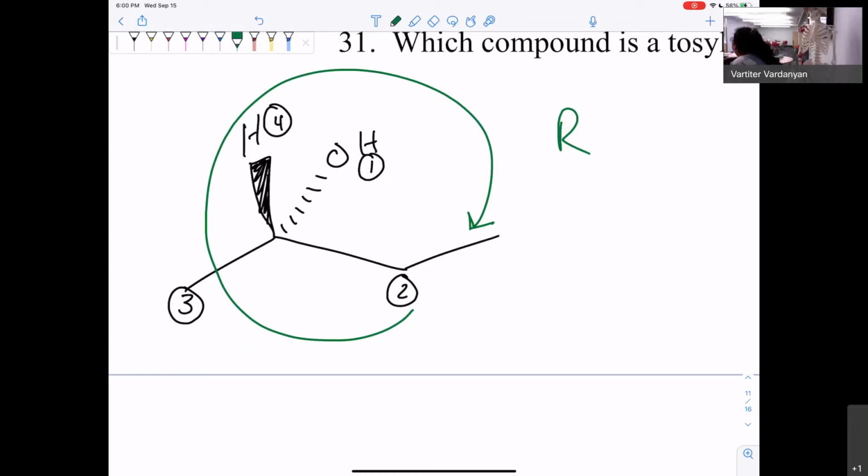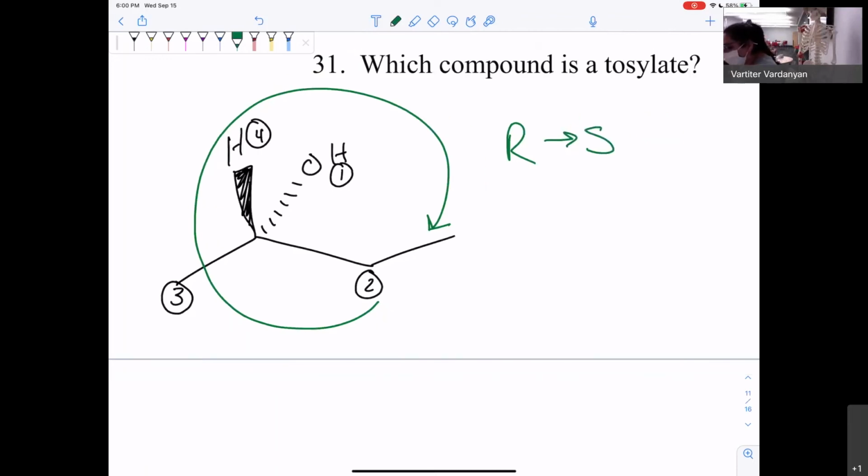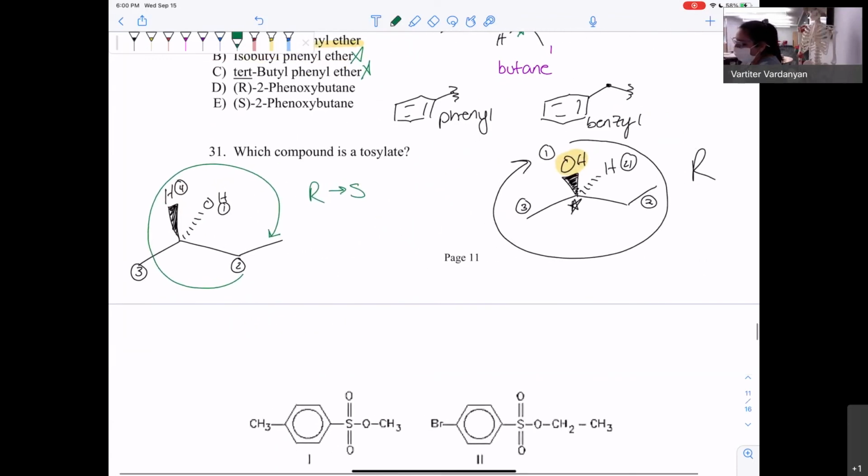They'll have to flip though, right? Yes, exactly. Since number 1 is in the back, we're going to flip it from R to S. That's the difference between having 2 or 4 in the back versus 1 or 3 in the back.